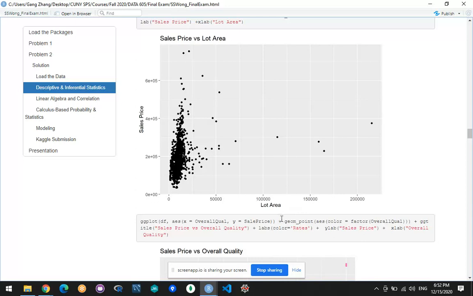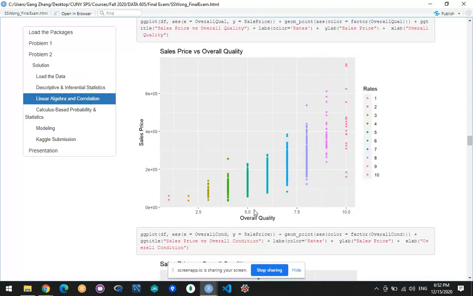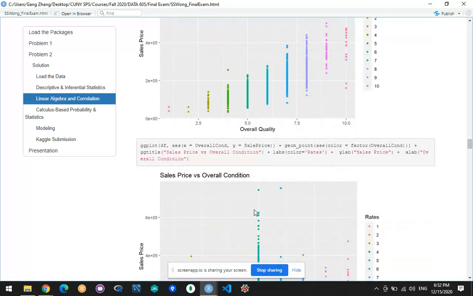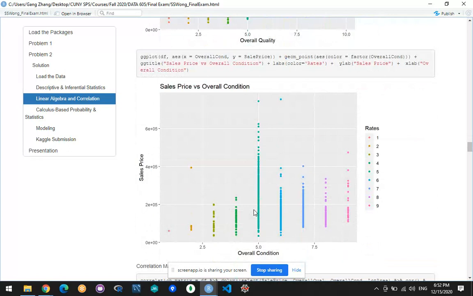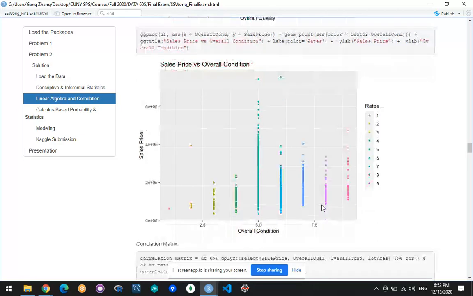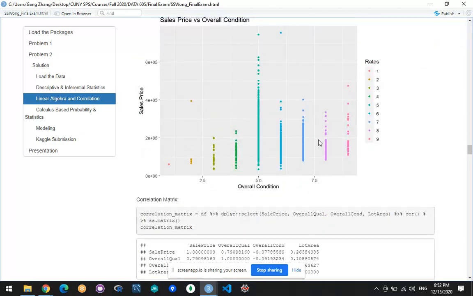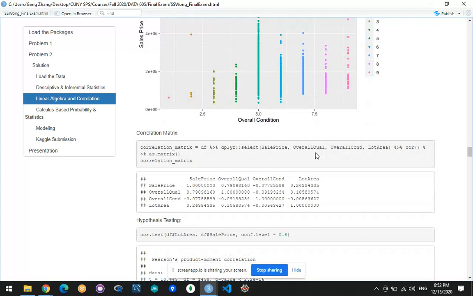This is quite obvious in the sale price versus quality plot. The house price is higher when the overall quality is higher. However, we don't see this trend for the overall condition variable. It doesn't seem like the overall condition has much effect on the sale price, and we can judge this later in the regression model.